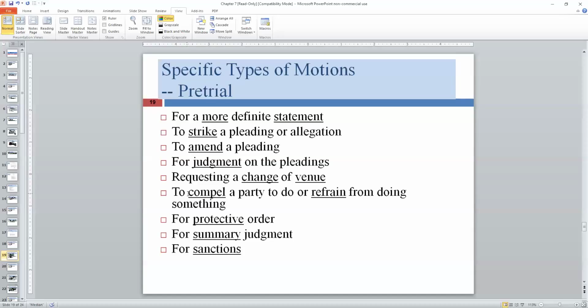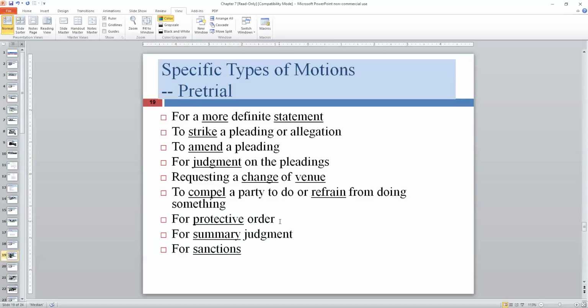Another motion could be to compel a party to do something, for example, to respond to discovery requests. Or perhaps to compel a party not to do something, such as not to reveal certain documents. You can request a protective order regarding certain documents that are being exchanged in discovery. That's a mechanism to keep certain parts of the litigation outside the public eye, not available to the press or to other people who don't have a need to know about the litigation. This is fairly common.